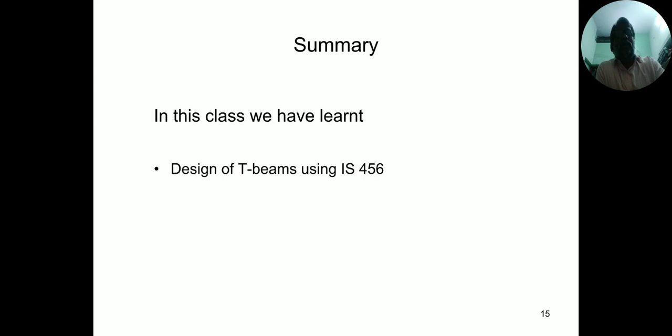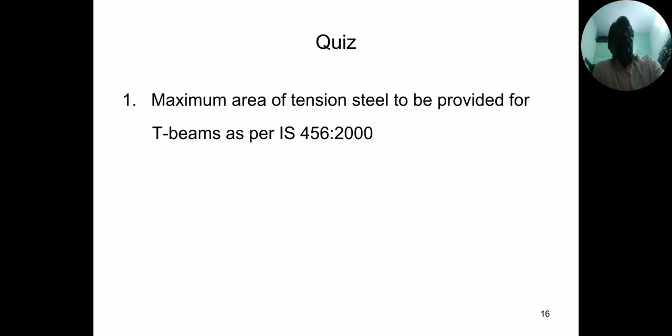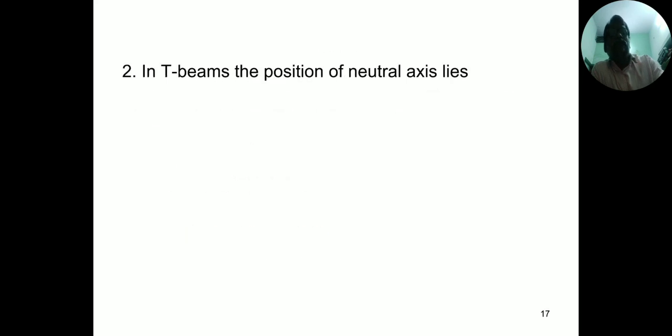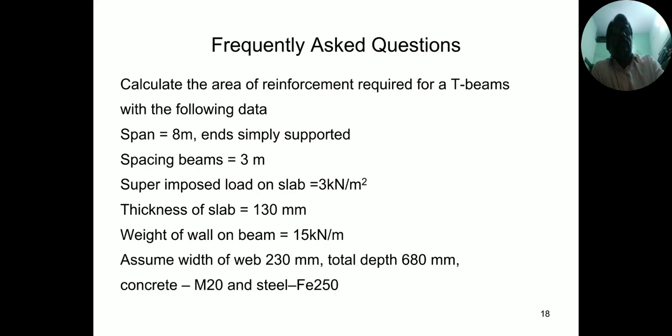In this class, you have learned about the design of T-beams using IS456 and SP16. Quiz: what is the maximum area of tension steel provided for a T-beam? 4% of the gross cross-sectional area. Frequently asked question: in a T-beam, does the position of the neutral axis lie within the web or the flange?